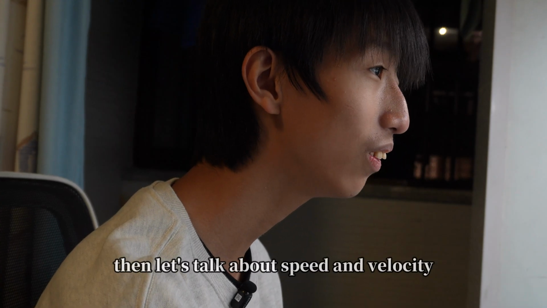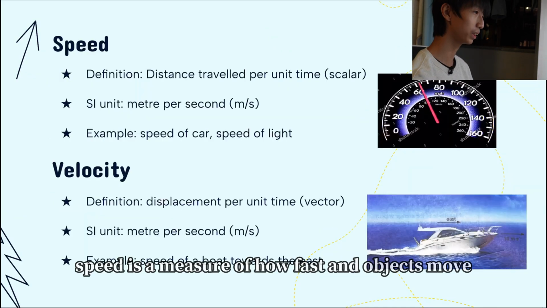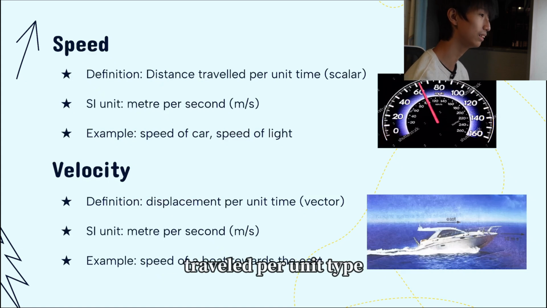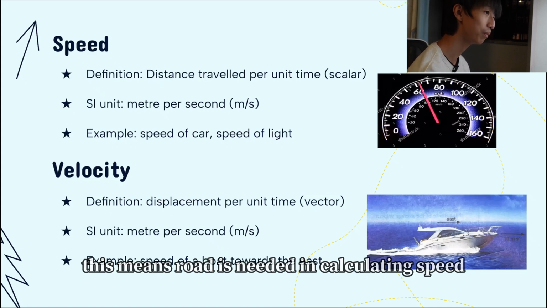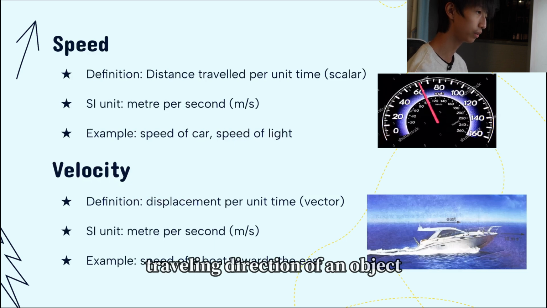Then let's talk about speed and velocity. Speed is a measure of how fast an object moves. The definition of speed is distance traveled per unit time. This means a rate is needed in calculating speed, and it is a scalar and does not tell us the traveling direction of an object.